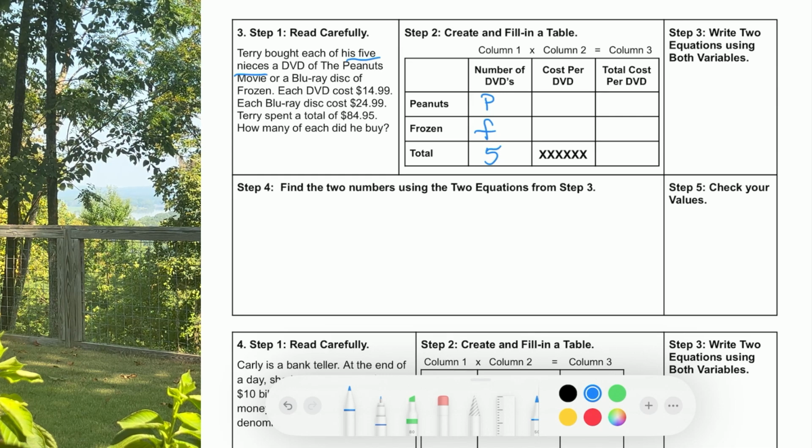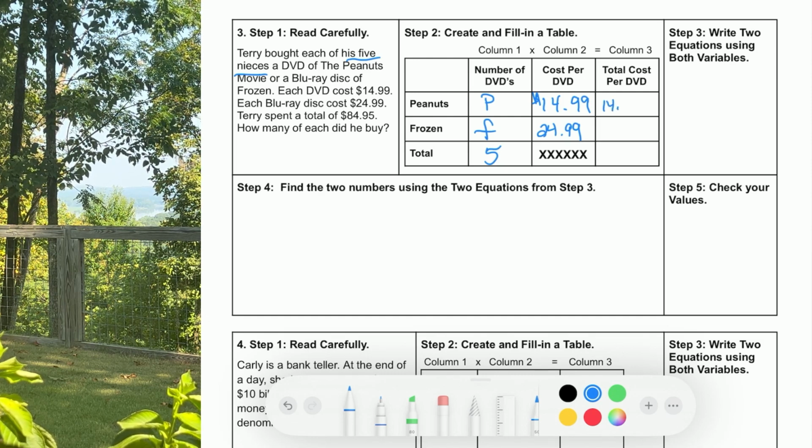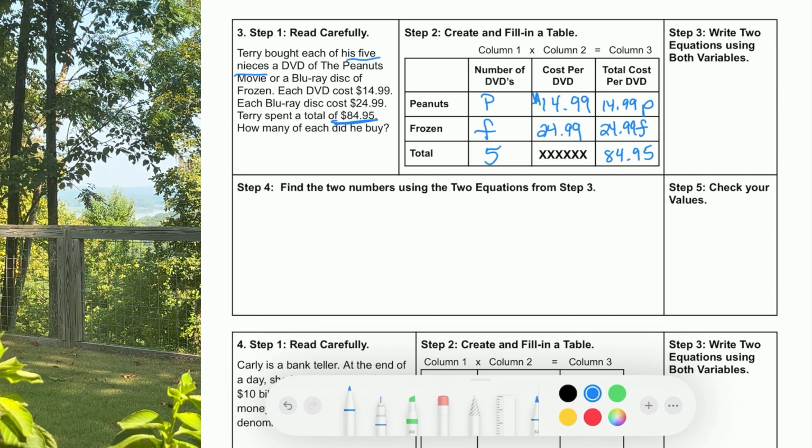Now we need to list the cost per DVD. For the Peanuts, it was $14.99. For Frozen, it was $24.99. All right, now remember, the way we get our total cost, our third column, is by multiplying that first column by that second column. So I have 14.99p, and I have 24.99f, and the total cost they gave us. So we don't have to multiply that part. We just put in the 84.95 that they gave us right here.